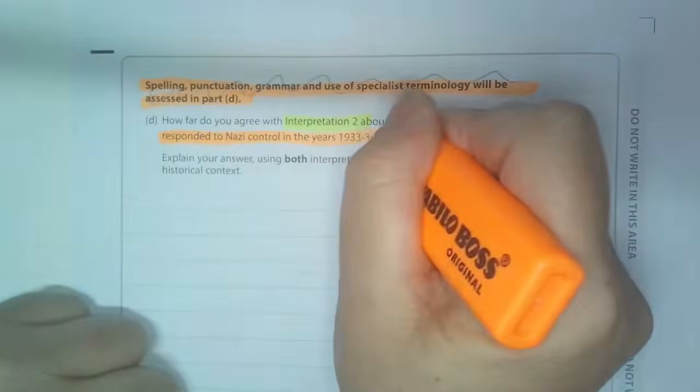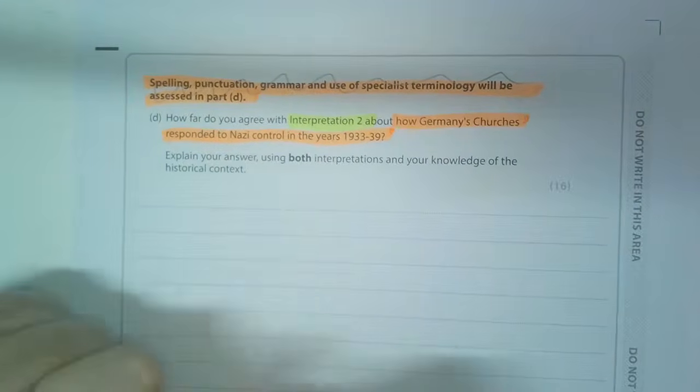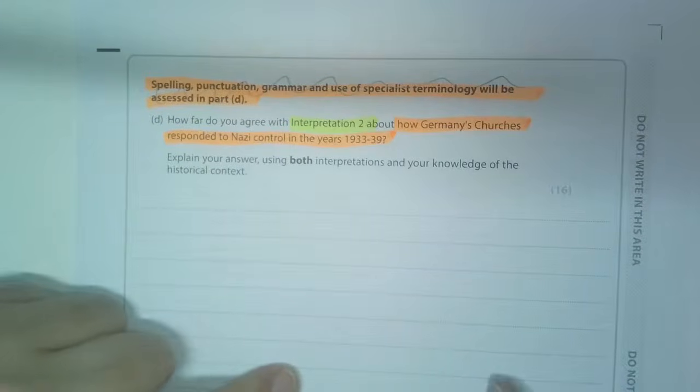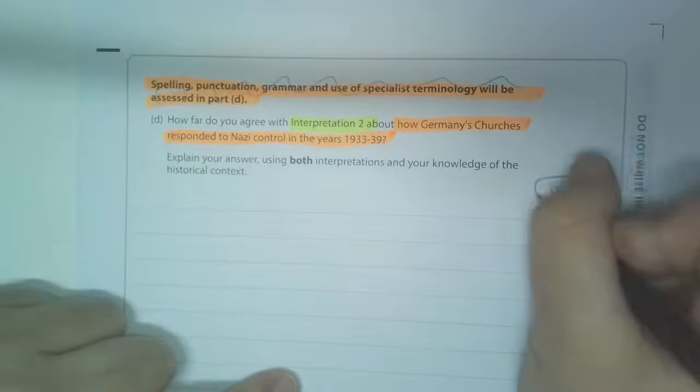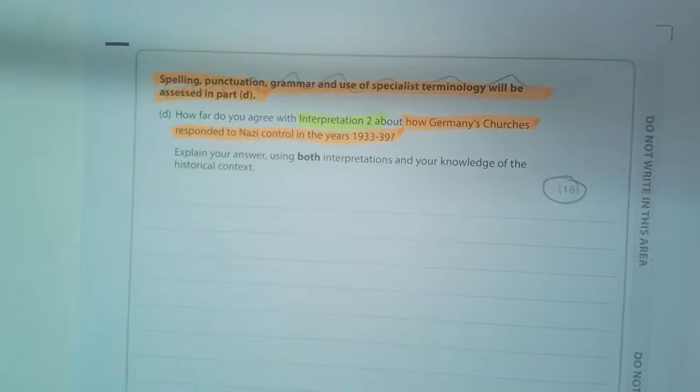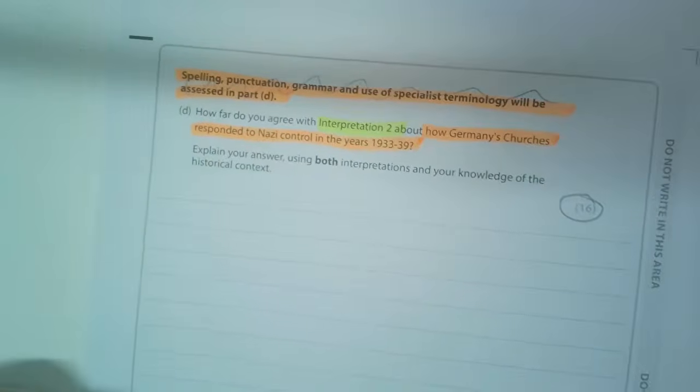Explain your answer using both interpretations and your knowledge of the historical context. Okay, so this is technically a 16-mark question, although some teachers call it a 20-mark question because it includes the SPAG. But since we're ignoring the SPAG, we're going to call it a 16-mark question.